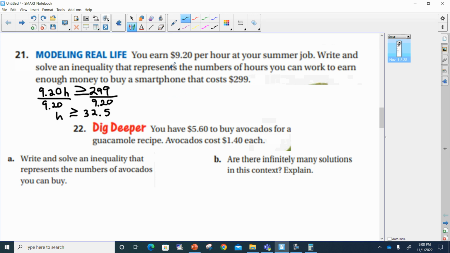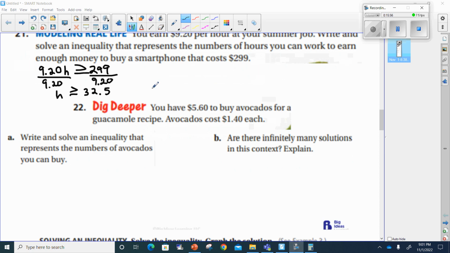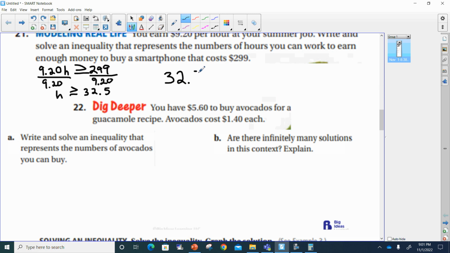Does it say to make a graph? Write and solve an inequality that represents this. It really doesn't tell me to make a graph here, so I should be okay. But I think what I do want to do is verify that I am putting my units down: 32.5 hours. All right, let's go to number, let's see, 22 is yours to do.